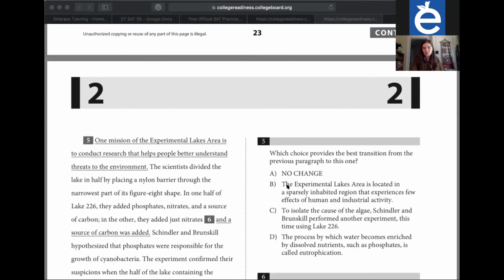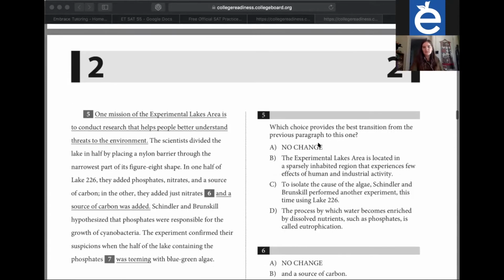So let's look here. B says the experimental lakes area is located in a sparsely inhabited region that experiences few effects of human and industrial activity. So it's not introducing any connection to the previous paragraph, right? It's just providing background information, and it's superfluous. It doesn't help the argument at all. D says the process by which water becomes enriched by dissolved nutrients such as phosphates is called eutrophication.